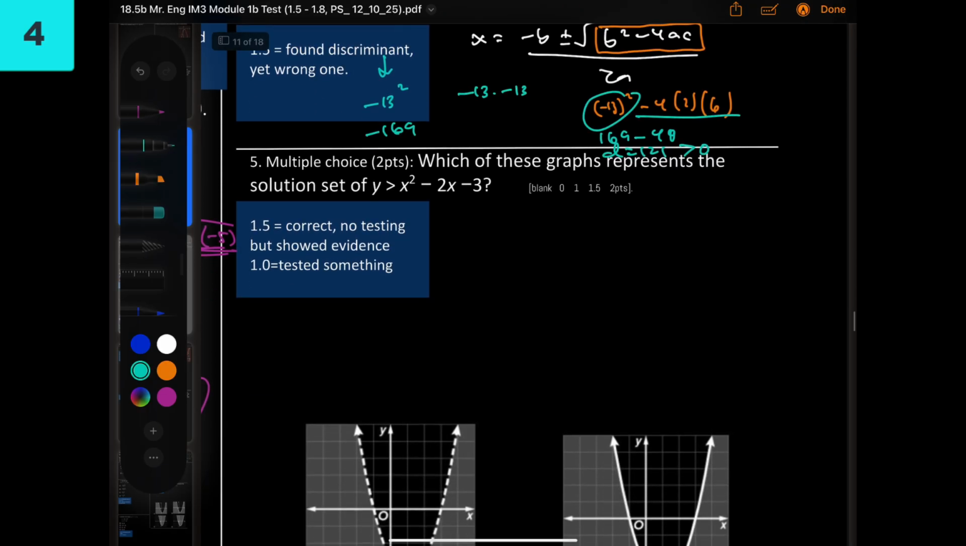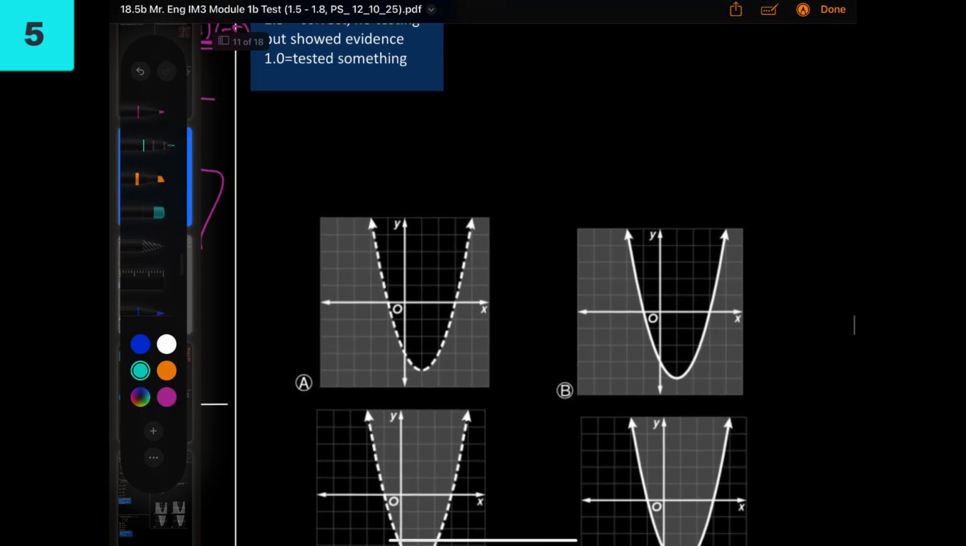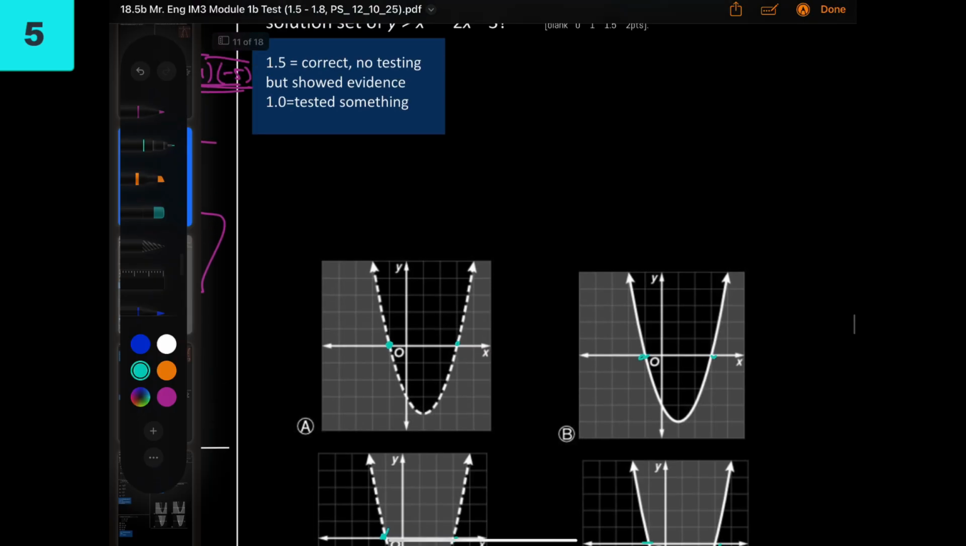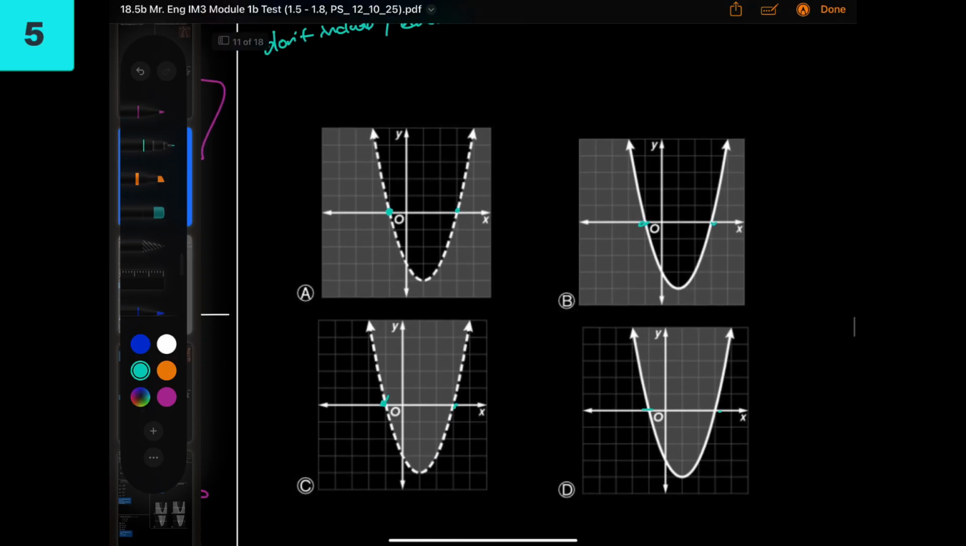Okay, number 5, which of the following graphs represents the solution set of y equals x squared minus 2x minus 3? They're all graphed the same. Did you guys notice that? Negative 1s, you have positive 3, so it doesn't matter, they're all graphed. Probably the biggest thing you need to know is that this one is dashed. That means don't include. So it's A or C, not B or D.